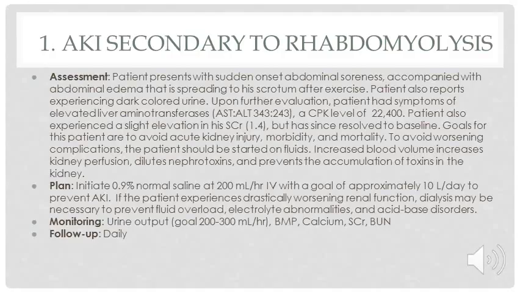The first problem our patient is facing is the potential onset of acute kidney injury secondary to rhabdomyolysis. The patient presented with abdominal soreness and swelling after intense exercise and also reported dark-colored urine characteristic of rhabdomyolysis. Further evaluation showed transaminitis along with a creatinine phosphokinase value of greater than 22,000. The patient's BUN was normal, however the serum creatinine was slightly elevated at 1.4 milligrams per deciliter. Goals for this patient are to avoid acute kidney injury and the accompanying fluid overload, electrolyte abnormalities, and acid-base disorders that are accompanied with diminished renal function.